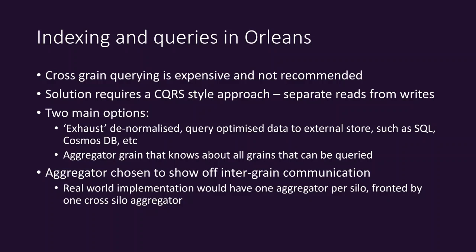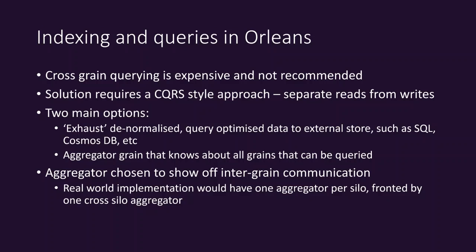So what it requires is a CQRS style approach, where we separate the reads from the writes. So the calls to the grains are used to update the state of the grain and to implement the logic necessary. But if I need to do a cross-grain query, I need to go to another part of the system. Now, the good news is this all gets hidden behind the web API, so the user of the system is totally unaware. This is an architectural decision that sits inside the silo and inside my code.